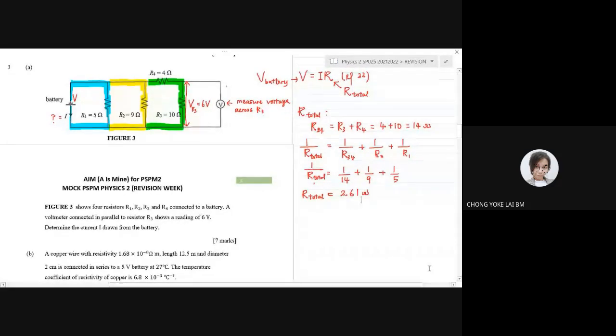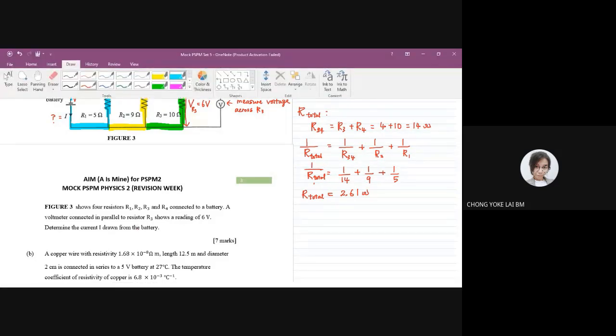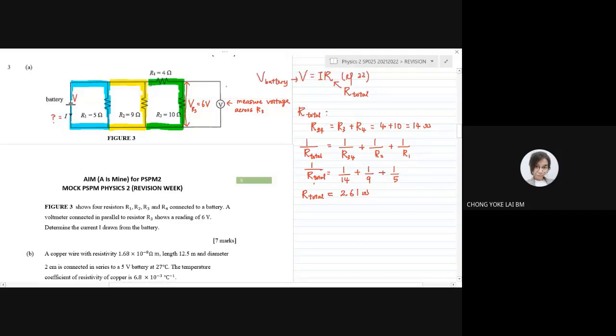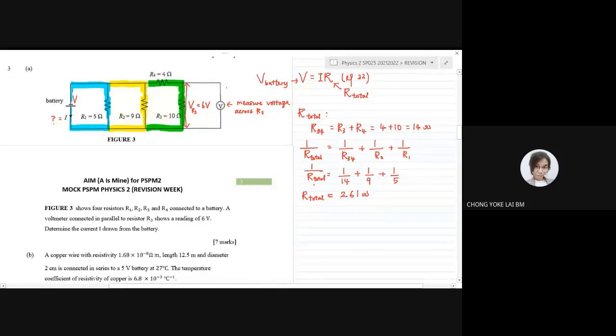Lepas tu kita dah settle yang effective resistance. But then kita kena dapatkan voltage of the battery. Voltage of the battery. Kalau tidak, kita tak boleh nak dapatkan current that draw from the battery. So macam mana dah dapat voltage of the battery? So anda boleh fokus kepada bahagian ni yang teacher colourkan hijau.